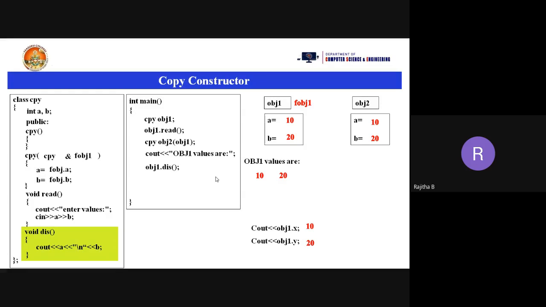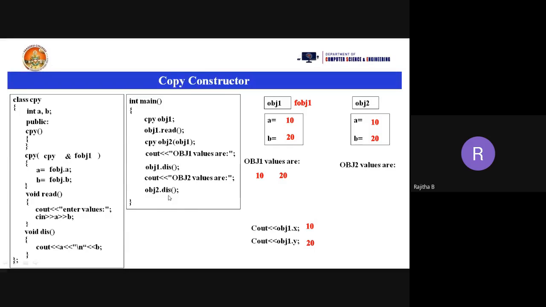Then I want to display the values of obj2 also. So it comes back to the main function again. I take the cout statement, "obj2 values are", which will be printed on the monitor as it is. Then I want to call the display function with object 2, so the statement is obj2 dot display.